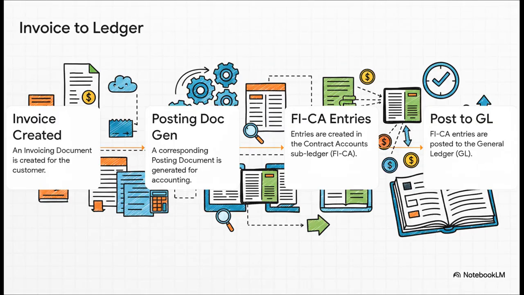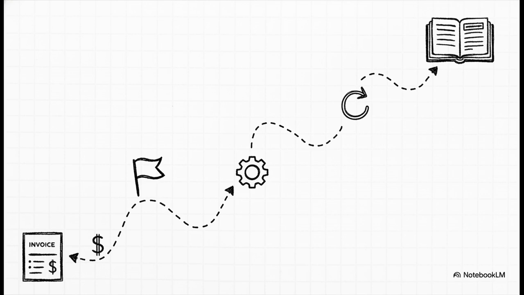So let's trace the high-level path, right? Step 1, an invoicing document is created for the customer. Instantly, the system generates that corresponding posting document for the accountants. This document then creates entries in a special subledger called contract accounts, or FICA for short. And finally, all these entries in FICA get bundled up, summarized, and officially posted to the company's main book of records, the general ledger.